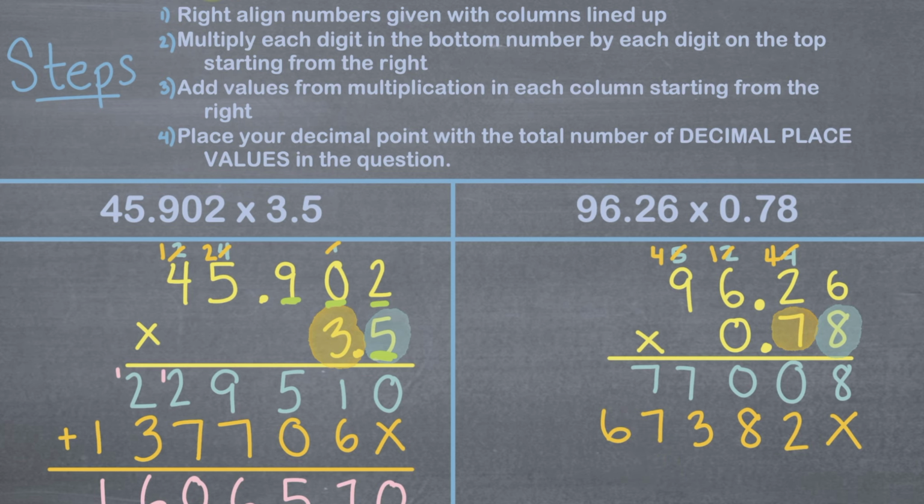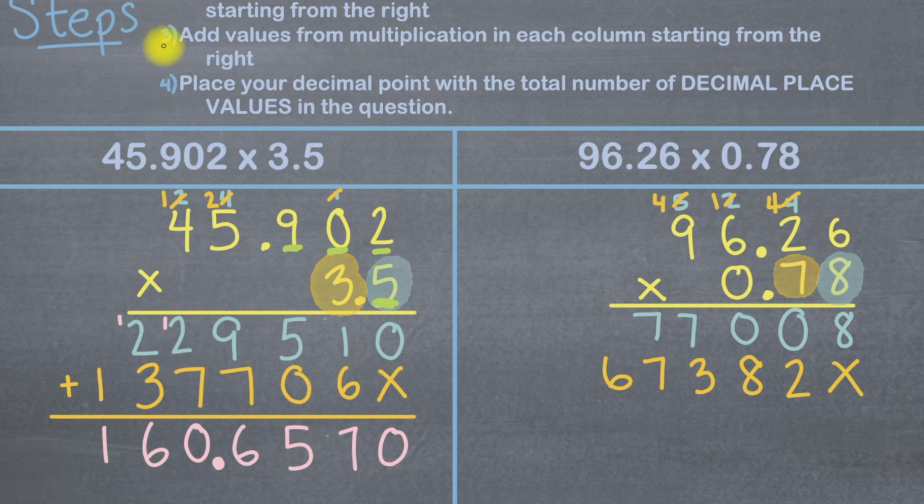Now we're going to step 3. Step 3 says to add the values for multiplication in each column starting from the right. So I'm going to put my plus sign here and underline everything and start adding column by column starting from the right. Here I've got 8 plus nothing, and that's just 8. 0 plus 2 is 2. 0 plus 8 is 8. 7 plus 3 is 10.